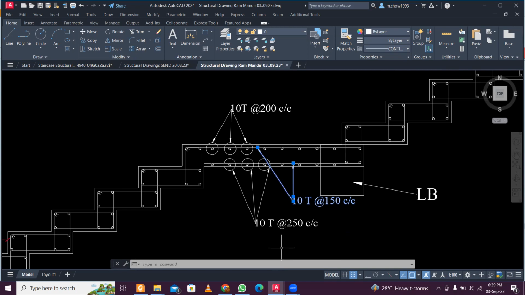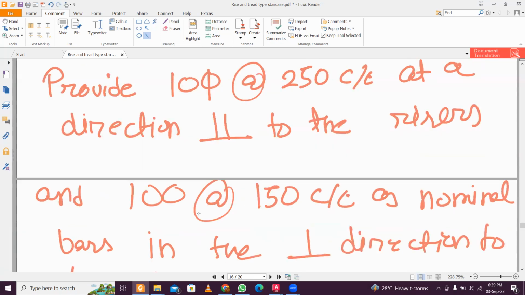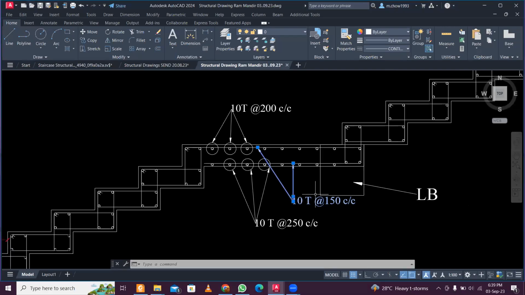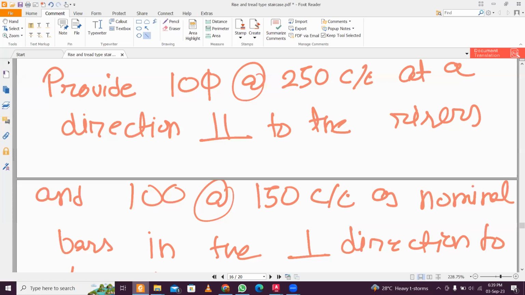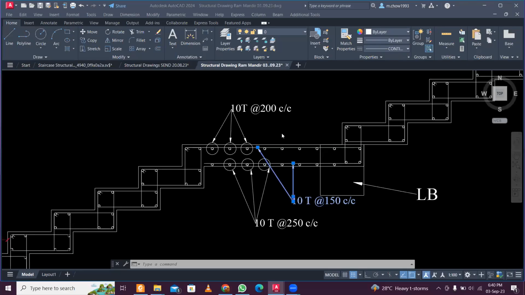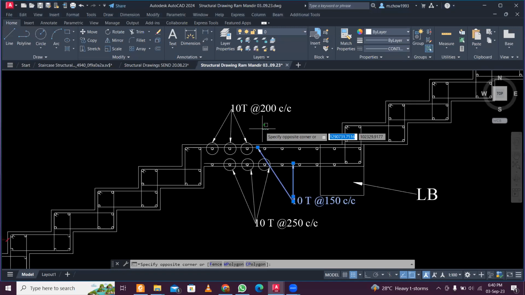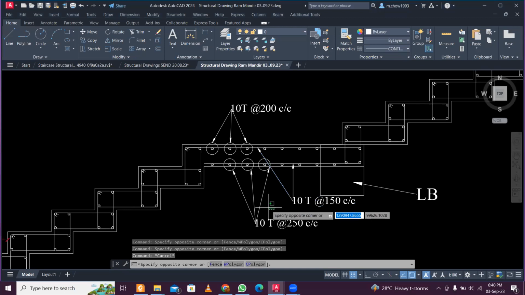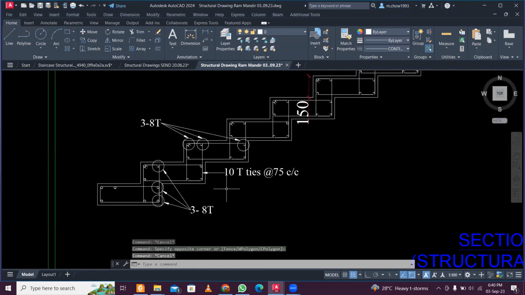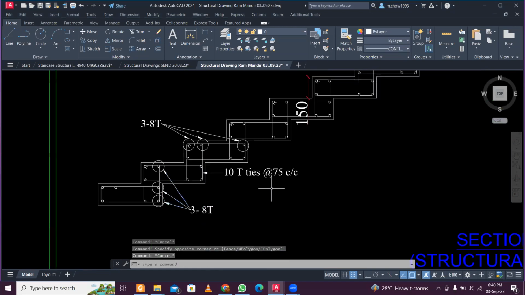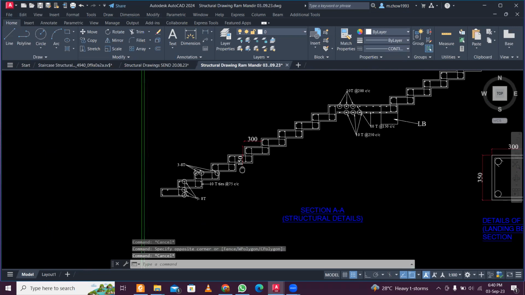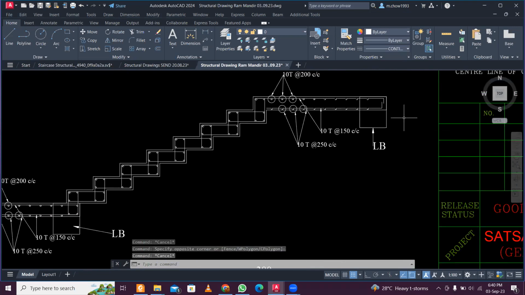Okay, just showing you again. Okay, 10 T at the rate 250 center to center has been given here, at the perpendicular to the risers here, which has been given. Okay, and in the top again we provide nominal rebar of 10 T at the rate 200 center to center. So we have designed this, and this one is provided nominal, this one is also provided as nominal, this one is also provided as nominal. We have designed this.